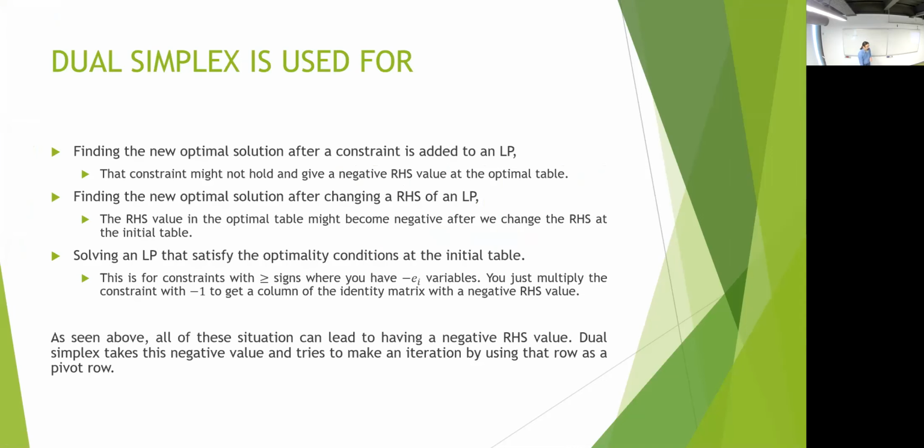Now, what do we use dual simplex for? For example, finding the new optimal solution after adding a constraint to the LP. When you add a constraint to an LP, that LP might lose its optimality. Why? Because the new constraint might be more constricting, and it might be limiting your feasible region. Your feasible region might be getting smaller because of the new constraint, and you might be losing your optimal point.